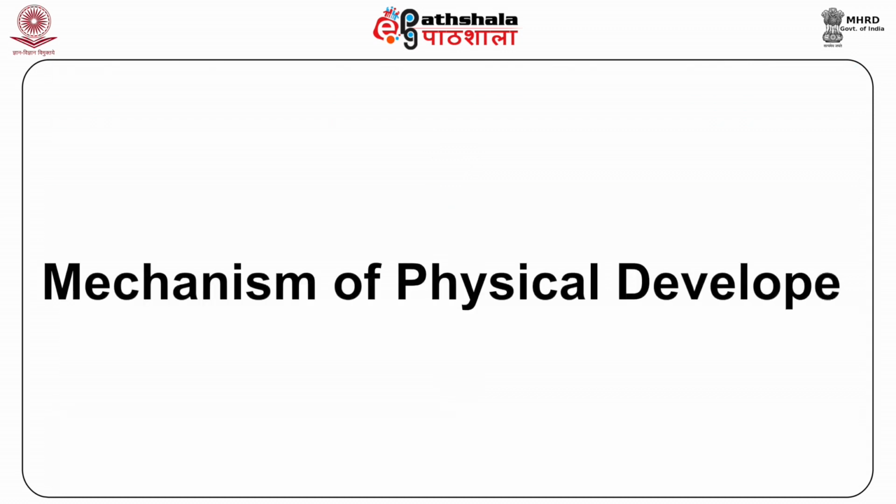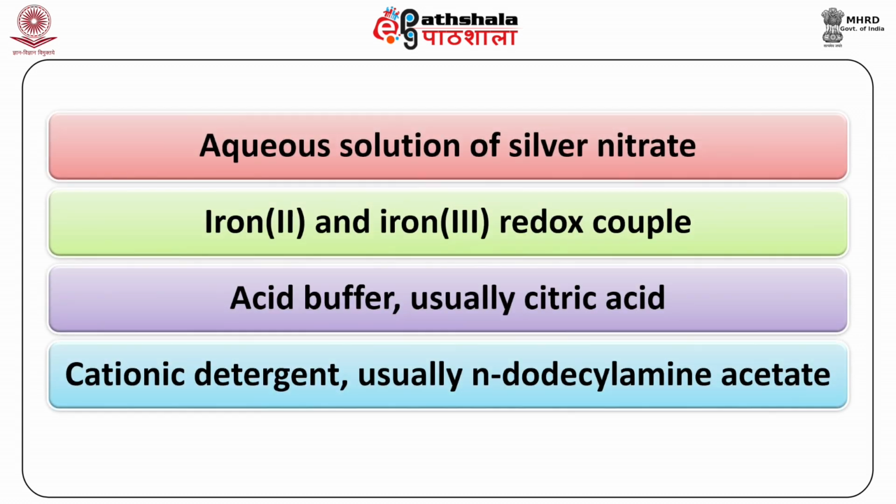Now let us see the mechanism of the physical developer method. The physical developer composition is a mixture of the following four components. Number 1, an aqueous solution of silver nitrate. Number 2, an iron(II)/iron(III) redox couple. Number 3, an acid buffer, usually citric acid. Number 4, a cationic detergent, usually N-dodecylamine acetate.